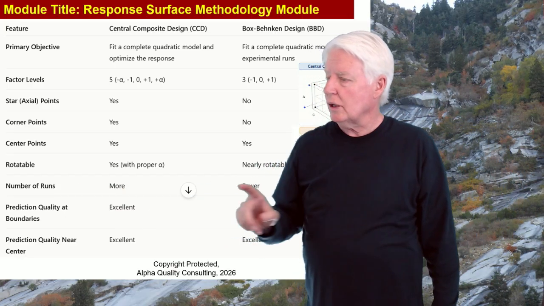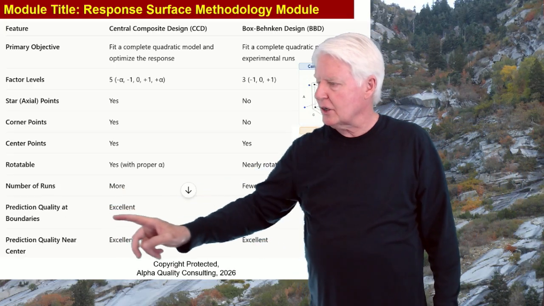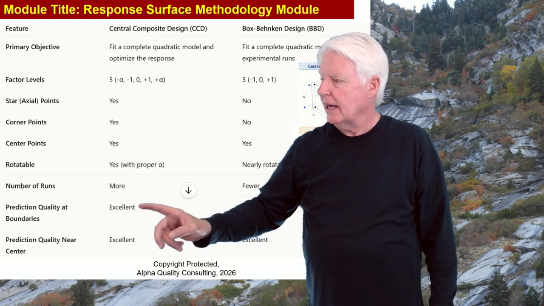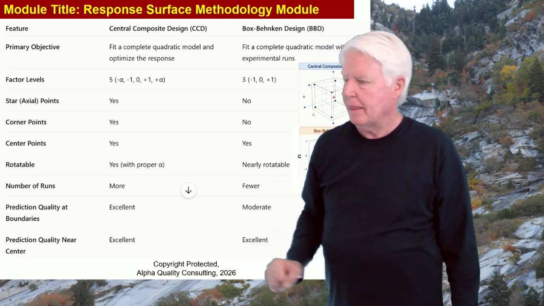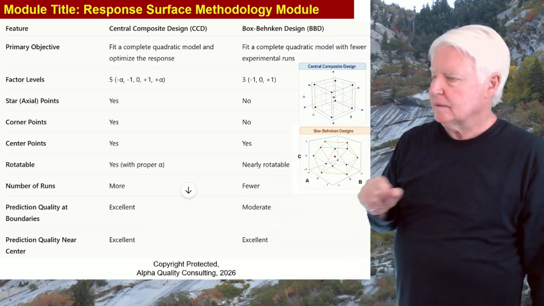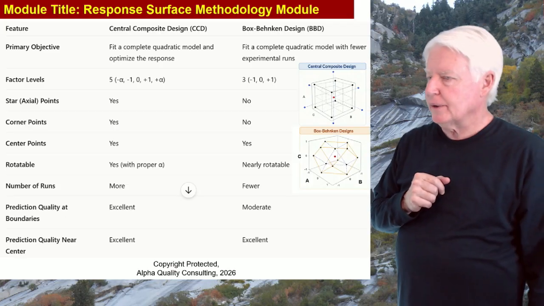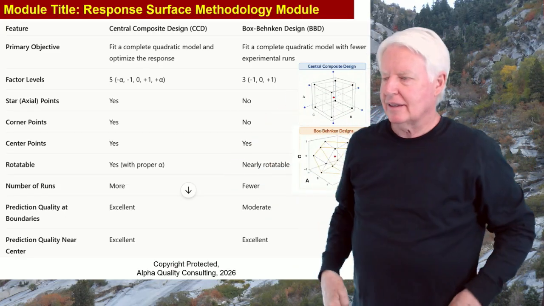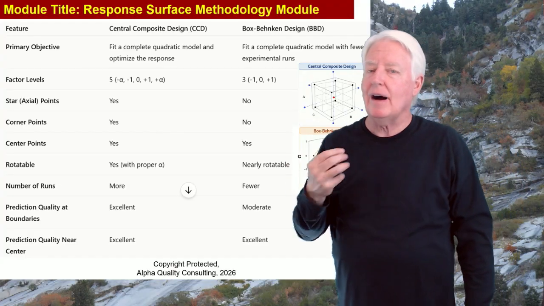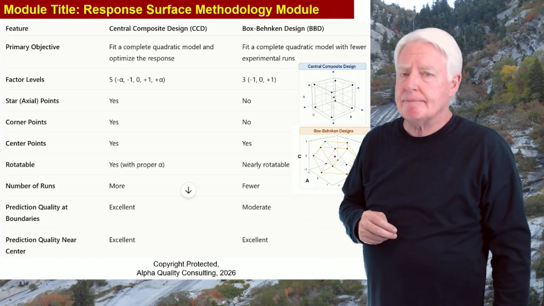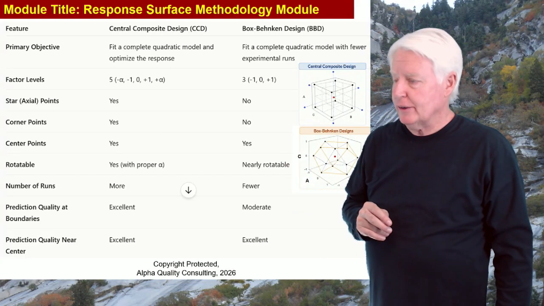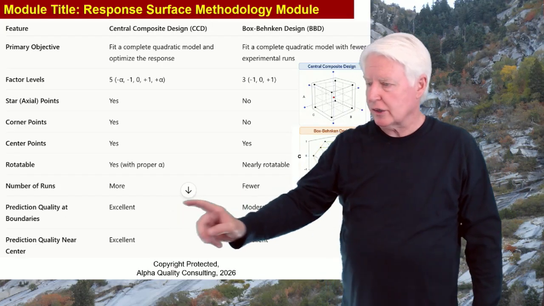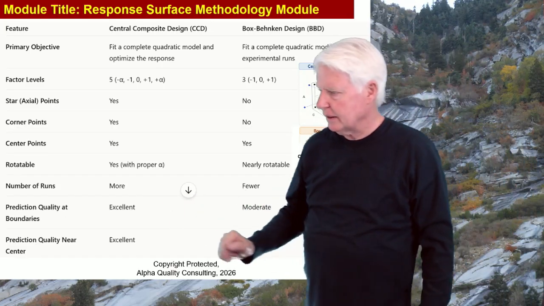Number of runs, more, fewer. We already talked about that. Prediction quality at boundaries, excellent for the CCD, and moderate for the Box Behnken at the boundaries. Remember how that thing went out and you have a boundary around it. Those can be kind of high risk to predict what the values are there, but with the CCD it works quite well. Not so good with the Box Behnken.